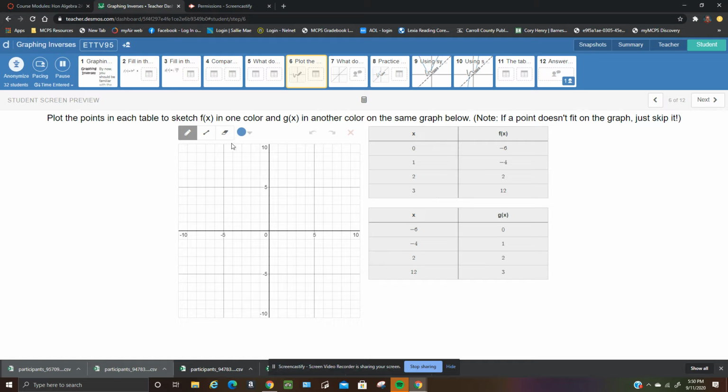Slide number 6. Plot the points and then sketch the graph. So the original: 0, negative 6. So I'd come down here and plot a point. And 1, negative 4. And 2, 2. And 3, 12 is off the graph. It says if the point doesn't fit on the graph, just skip it. So now I want to try to sketch this right here. It's actually half of a parabola, so it's a curved shape here.